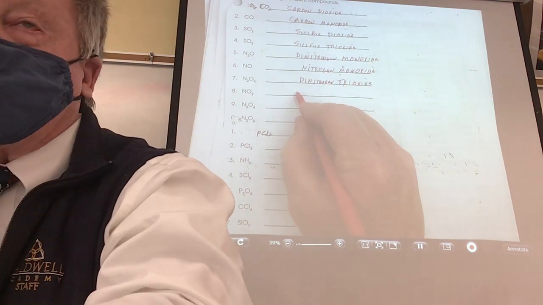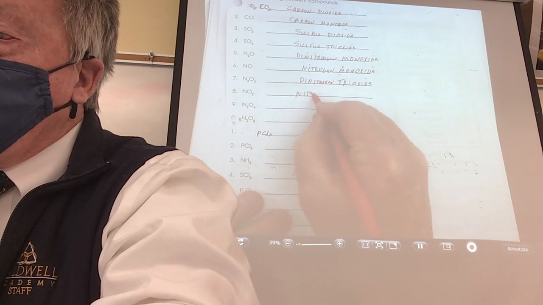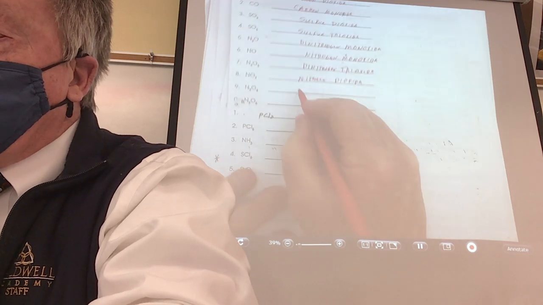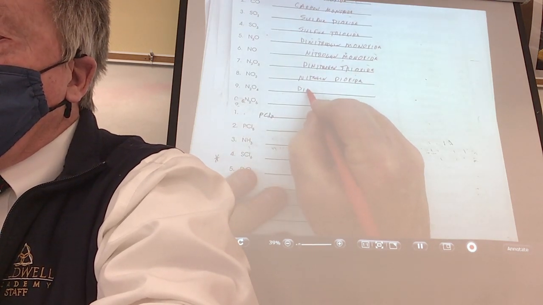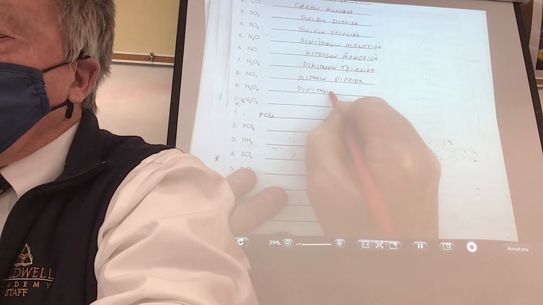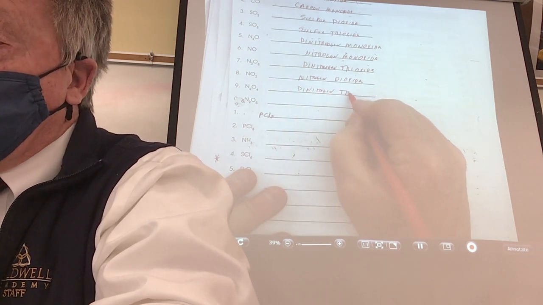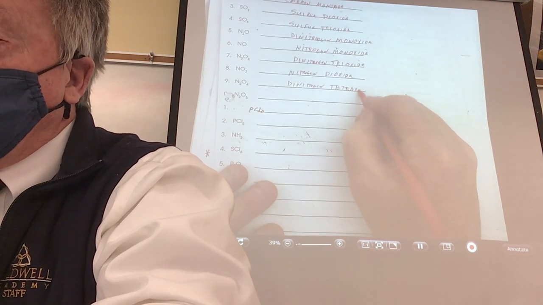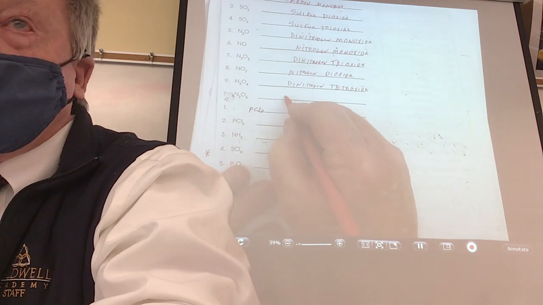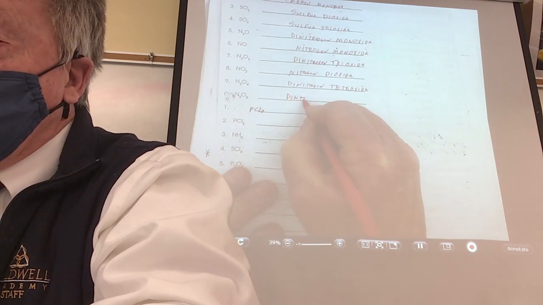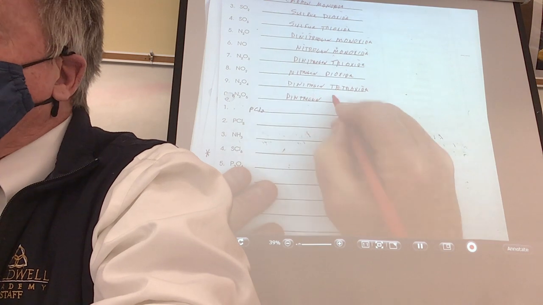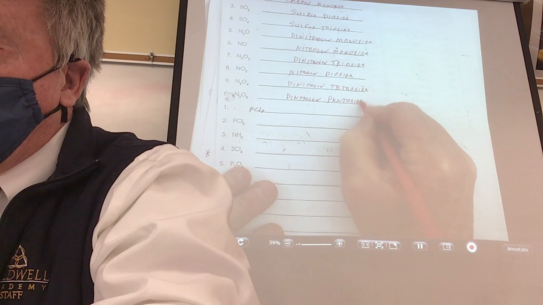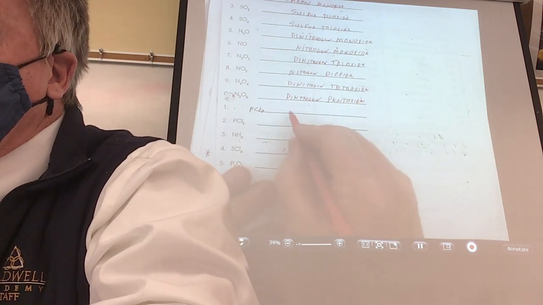All right. Next, go. Nitrogen dioxide. Okay. Go. Dinitrogen tetroxide. Yes. Instead of saying tetraoxide, you say tetroxide. All right. Go. Dinitrogen pentoxide. Dinitrogen what? Pentoxide. All right, go. That's a 3.